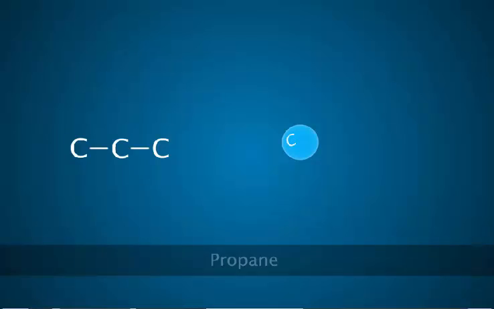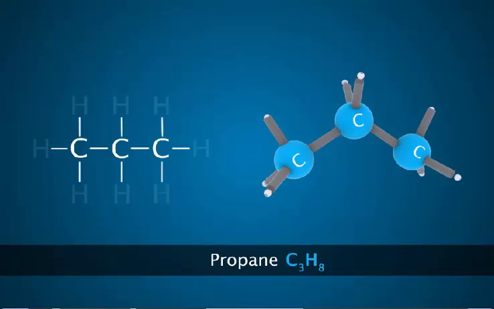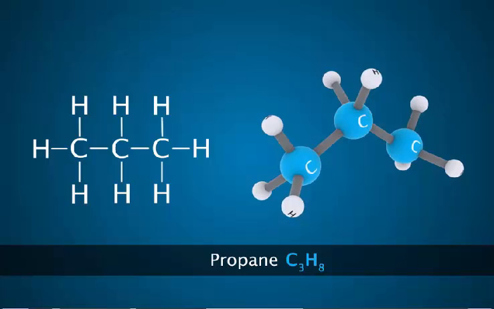The third hydrocarbon, propane, has the molecular formula C3H8. In order to write the structural formula of propane, we place the 3 carbon atoms in a line and join them with a single covalent bond. Now, by filling up the remaining valences of carbon atoms with 8 hydrogen atoms, we get the straight chain structure of propane.